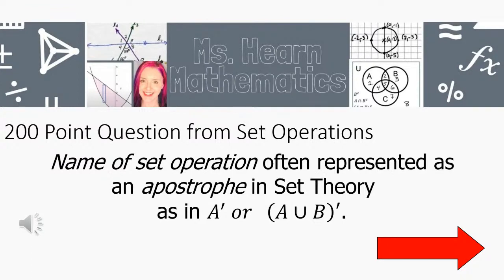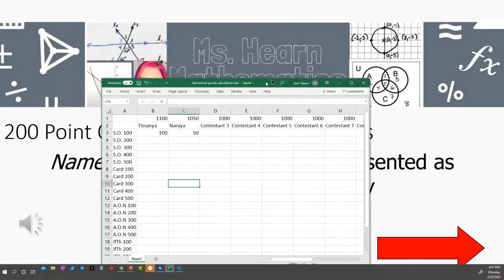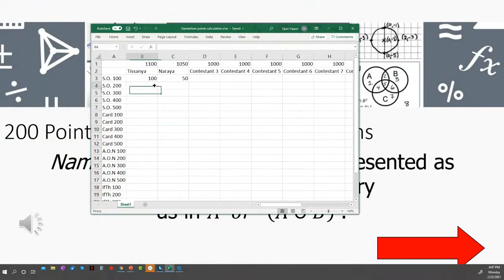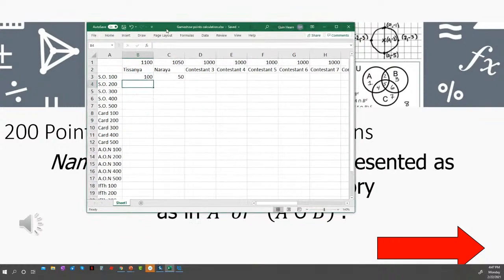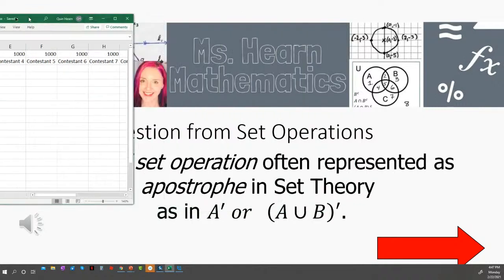Tisanya says not including A. What about Naraya? What do you think? All right, very good. That's right. The technical word for it is complement, and it does mean what's not in the set. So you're going to both get credit for that. And since it was a 200-point question, I'm just going to go ahead and give you both 200 because you both came up with a different answer and they were both correct.